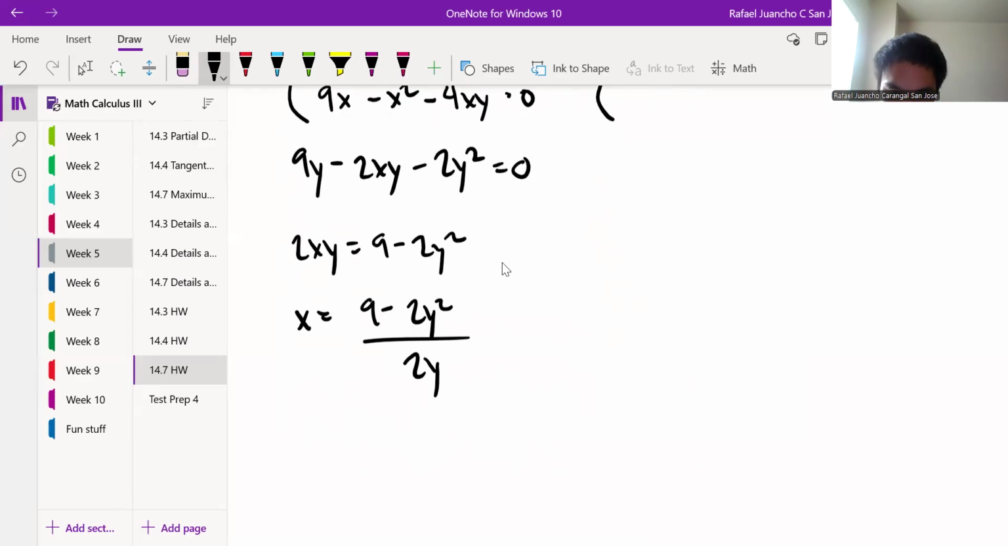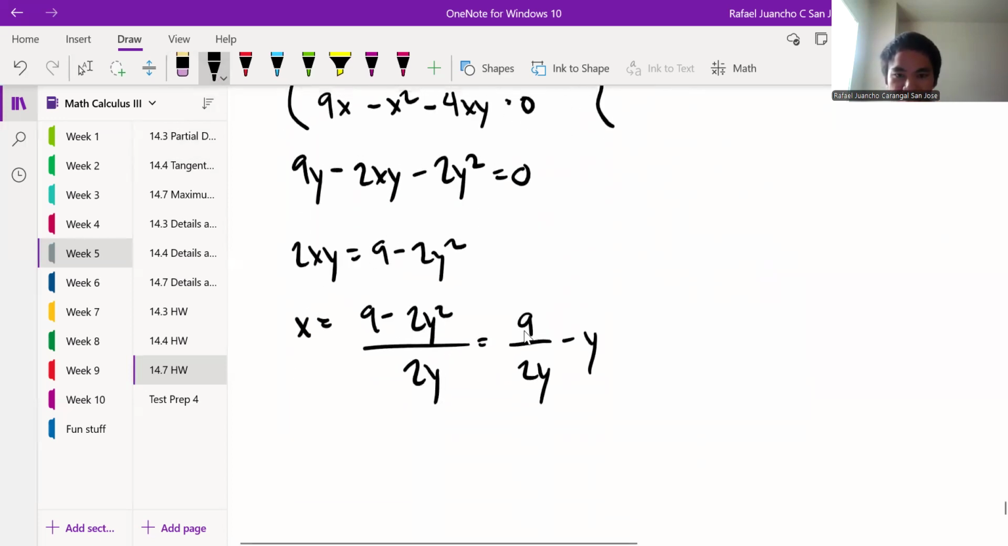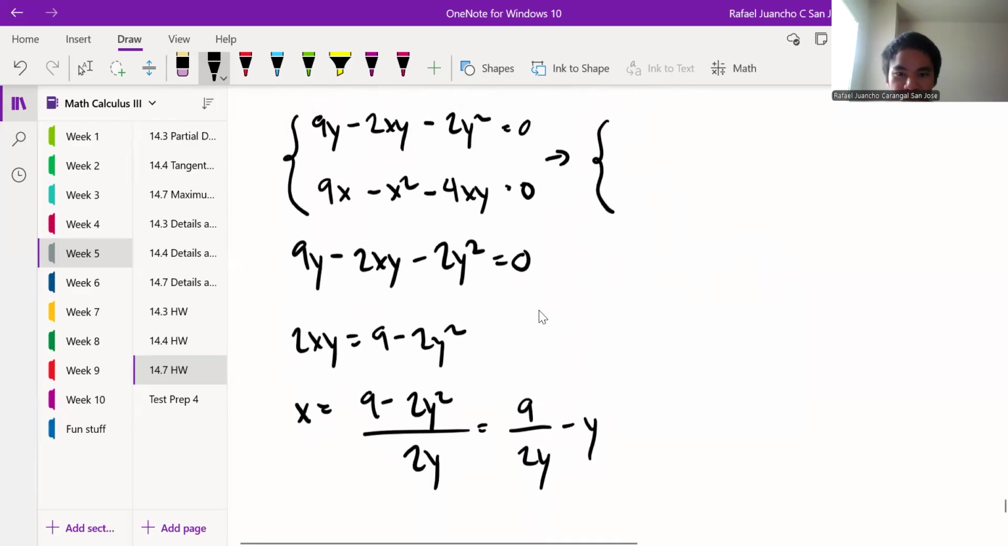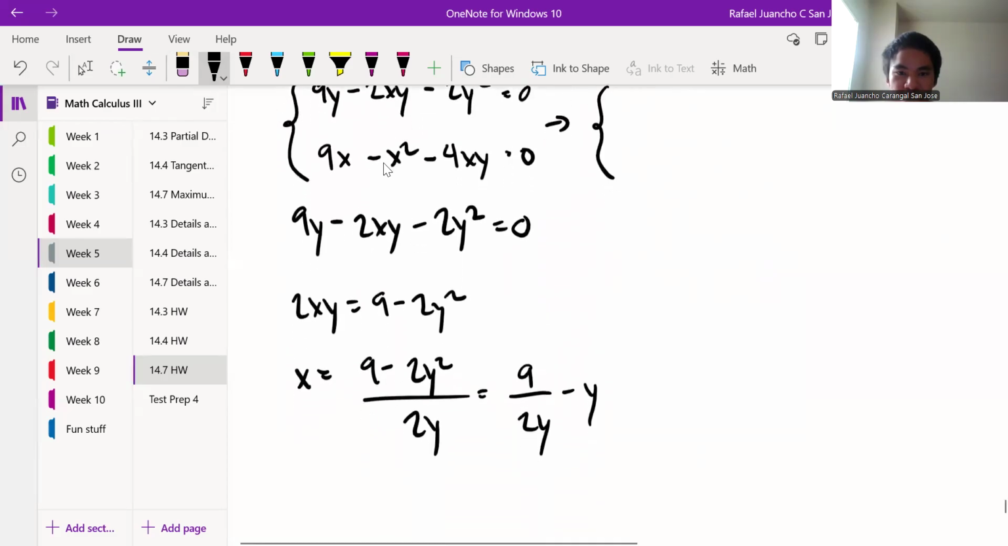And then I could simplify, sure. So I get something like 9 over 2y minus y. Because this is 2y squared over 2y. I could cancel these out. This becomes y, this becomes 1. So I get that. And then now what do I do with this thing? I plug it in to this other function or this other equation. So if I plug it in, I get 9 of this thing.